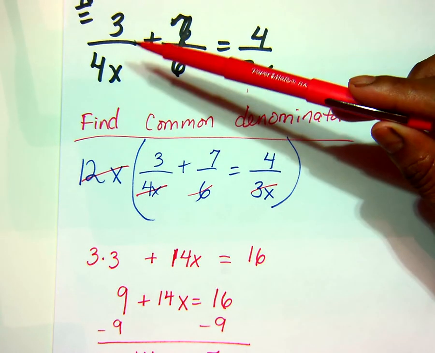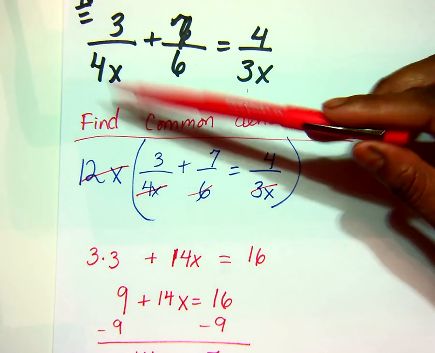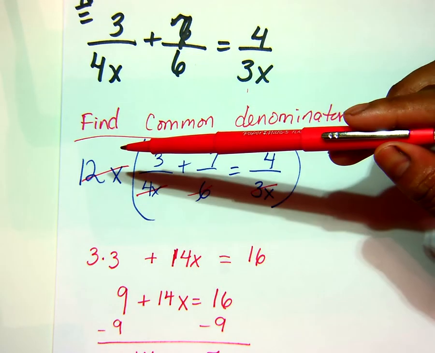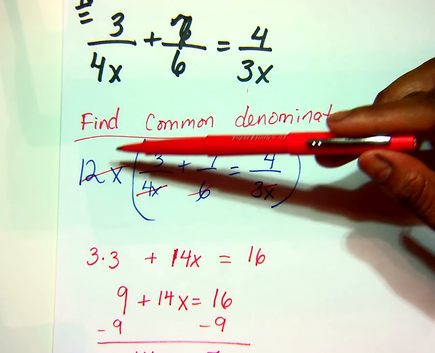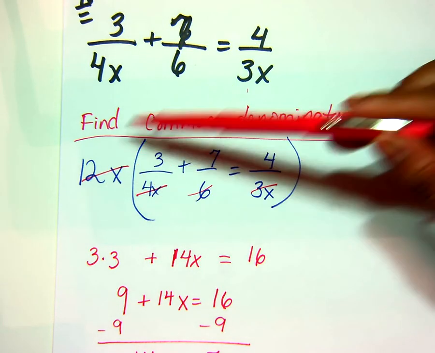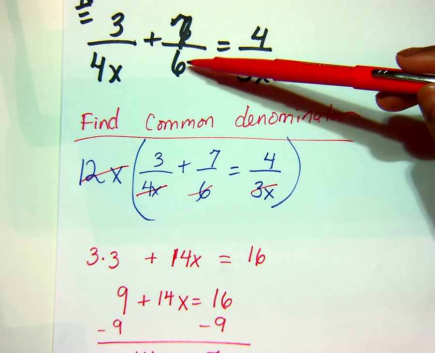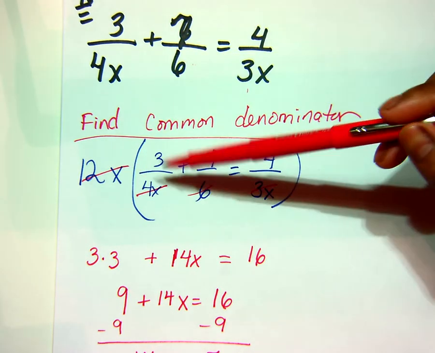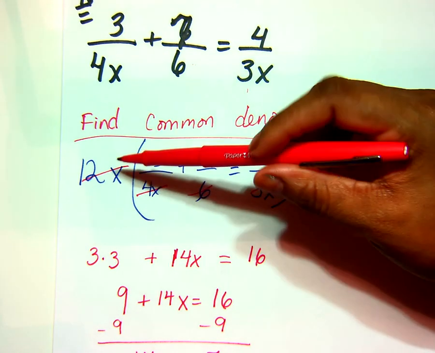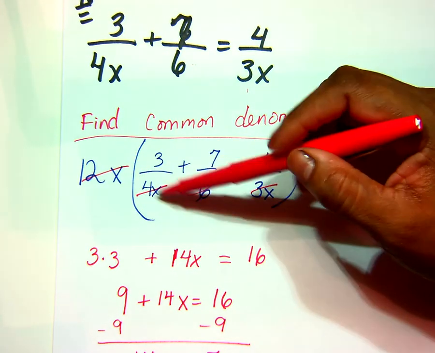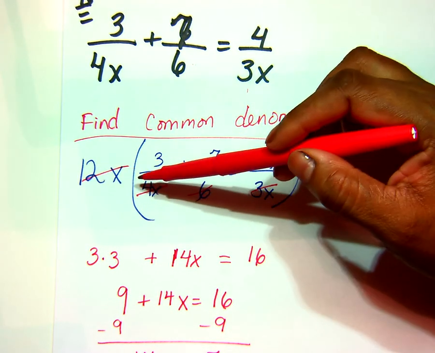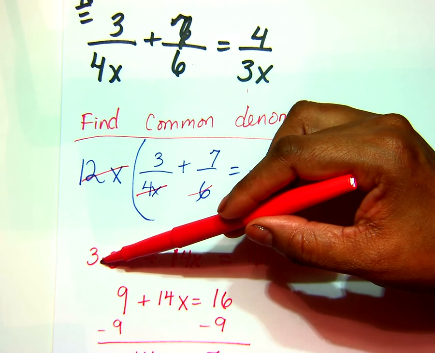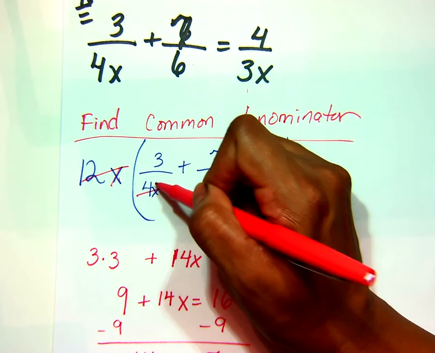The closest one I could think of was 12. Yeah, you could think of 24 too, but that takes too long, so we're just going to use 12. The x has to be included because notice how the 6 doesn't have an x. So multiply everything by 12x. So when you do that, there's a lot of cancellation going on. So 12 is divisible by 4 3 times. Notice how the x's also cancel out.